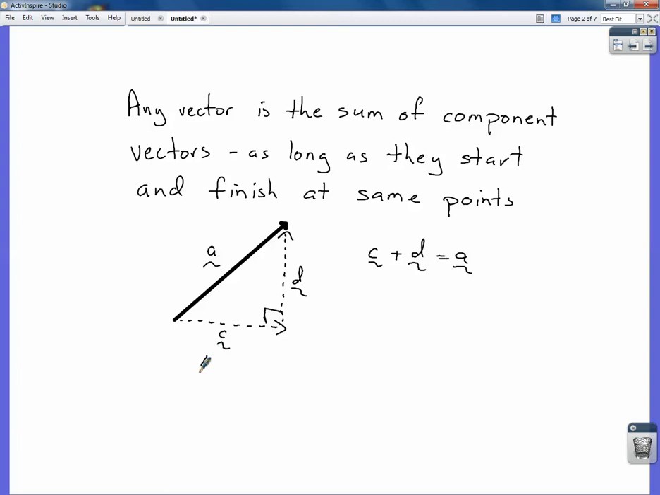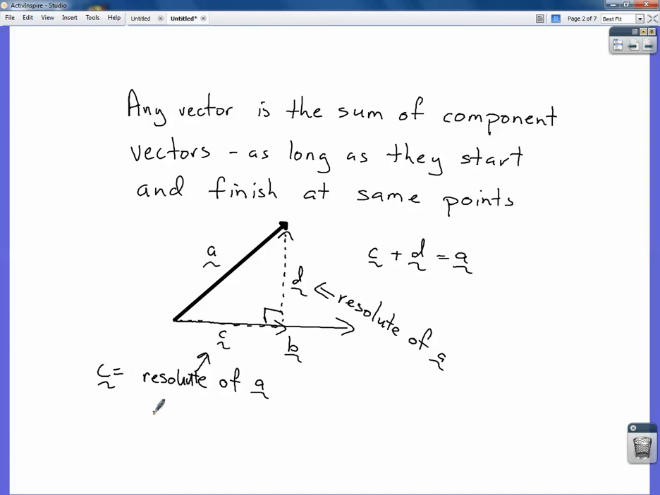Now we're really interested in these two components which are at right angles to each other. C we call the vector resolute of A in the direction of another vector, which we're going to call B. This is also a resolute of A. So C is the resolute of A which is parallel to B, and this D is the resolute of A which is perpendicular to B. Let's see how that works in real life.